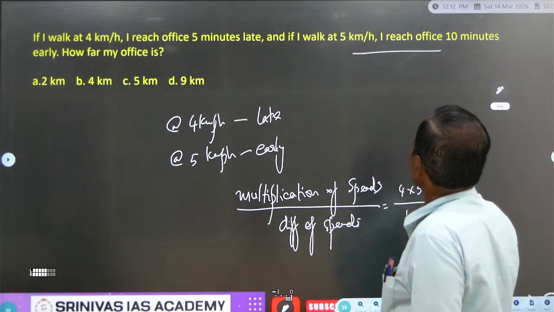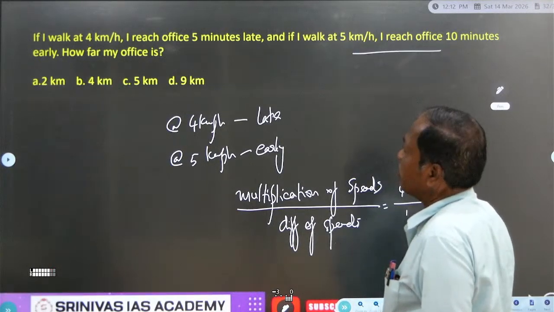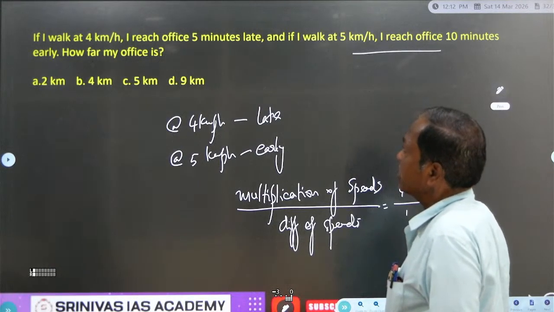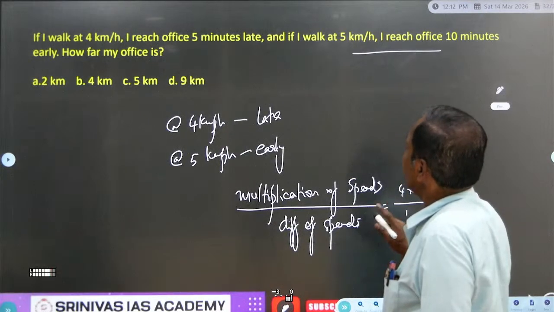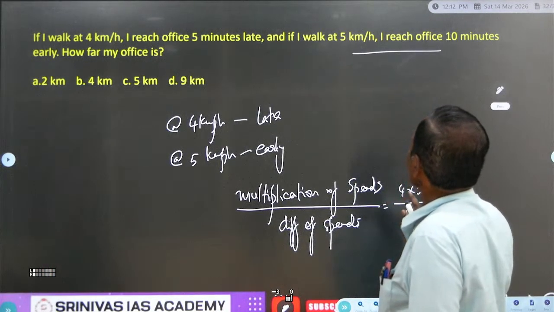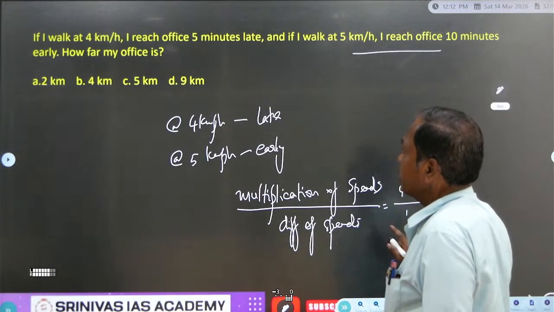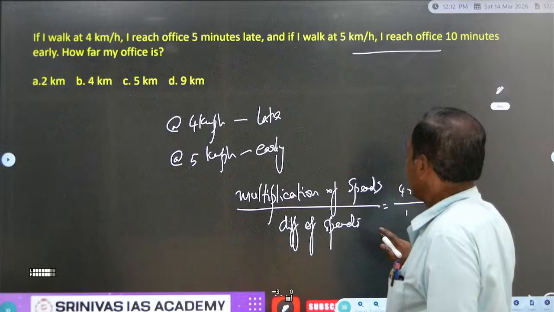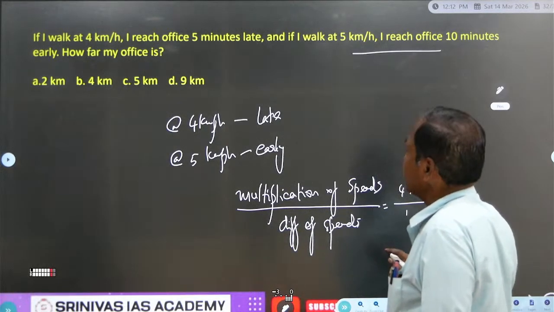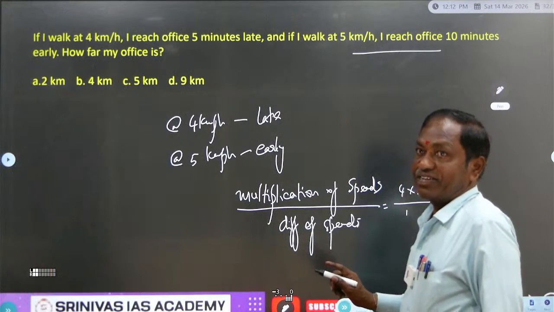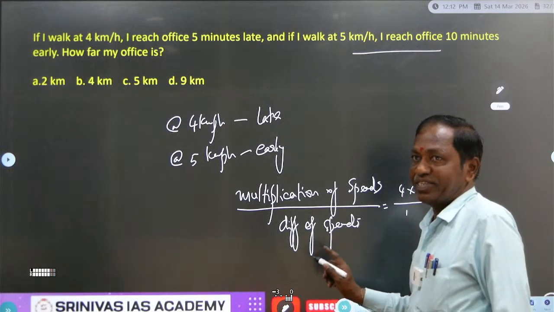If I walk at 4 kilometers per hour, I reach office 5 minutes late, and if I walk at 5 kilometers per hour, I reach office 10 minutes late. How far is my office? You will get different speeds into time. No, you cannot take that, because again it's a theorem based question.